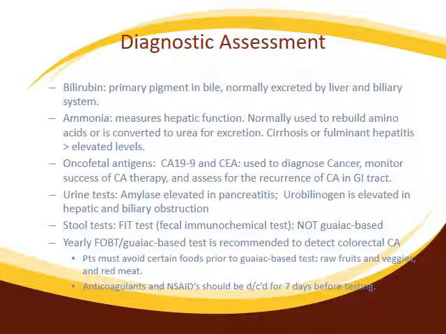The yearly FOBT, which is, I knew what this is, fecal occult blood test, is guaiac based, and it's recommended to detect colorectal cancer. These patients must avoid certain foods prior to the guaiac-based test, such as raw fruits and veggies and red meat. Anticoagulants and NSAIDs should also be discontinued for 7 days before testing on the guaiac-based test.